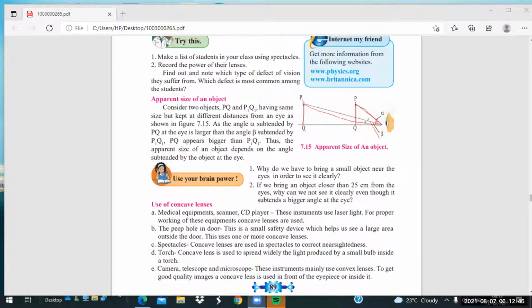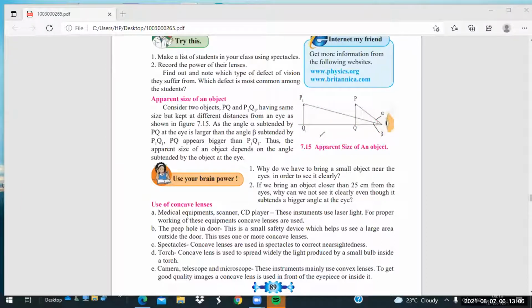Suppose here it was just 25 centimeters, and here it was 10 meters. So its size will be smaller as compared to this one. So the apparent size of an object always depends on the distance of the object from the eye.